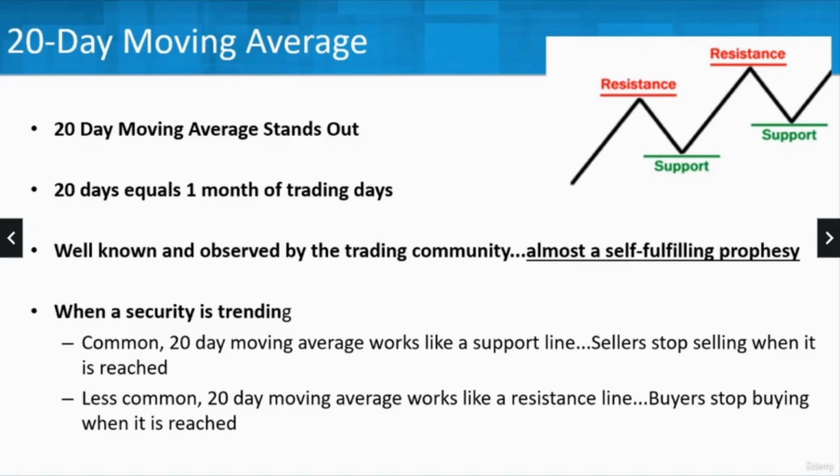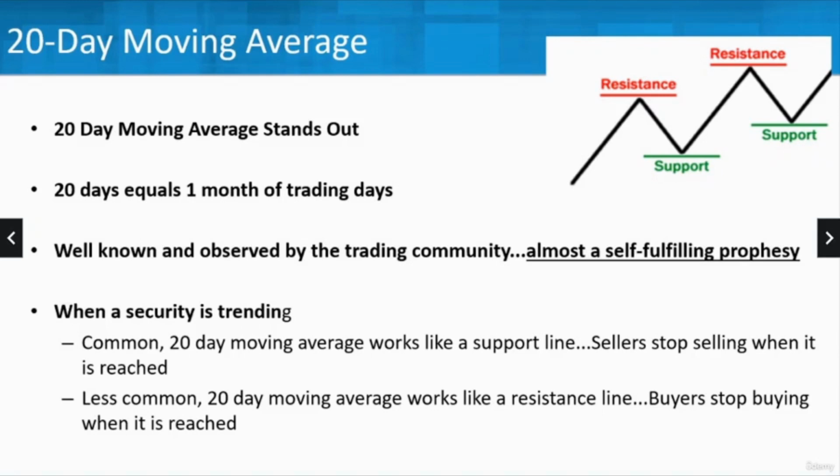Less common is when the 20-day moving average works like a resistance line at the top, where buyers stop buying when it's reached. They're waiting for it to reach that top, and they're like, oh, I don't think it's going to cross the 20-day moving average, so I'm going to stop buying because we're coming up to a resistance level.